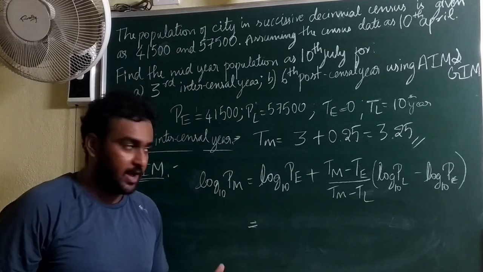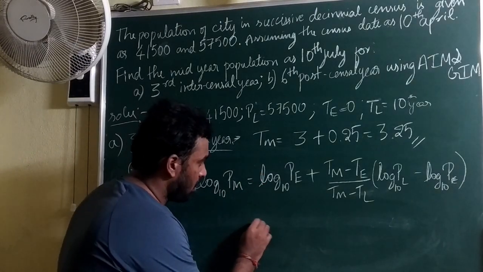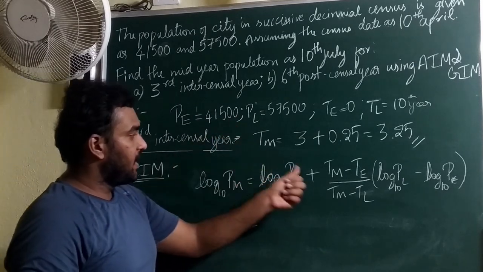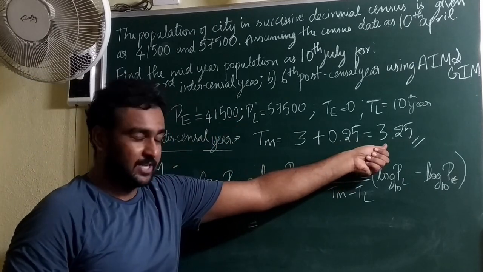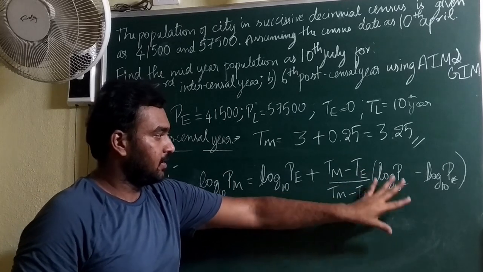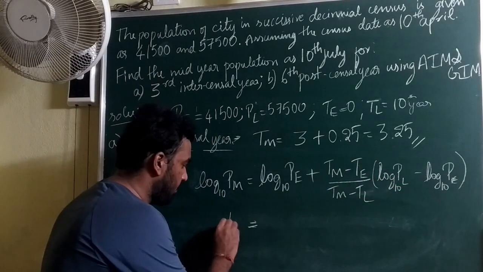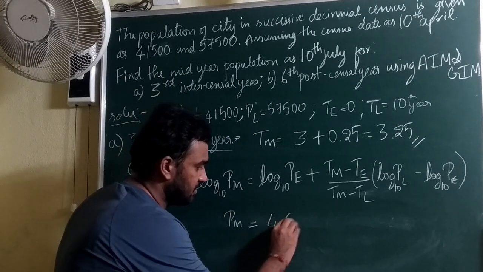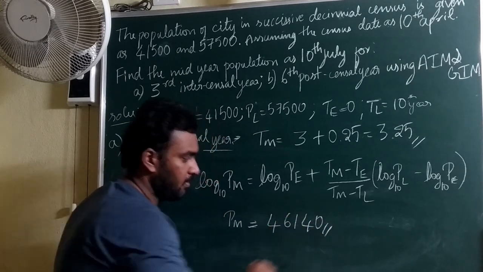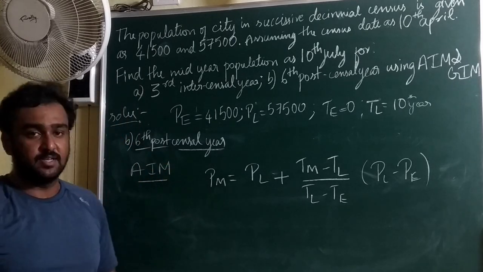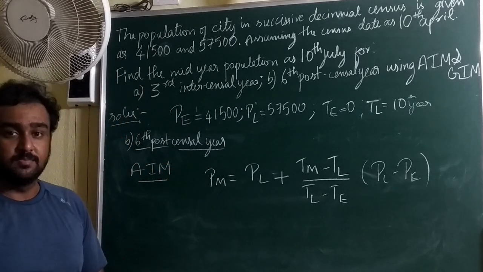Now let us estimate the third intercensal year population using the geometrical increase method. This is the formula which we have. Let us substitute. After substituting, P will be 41,500 and TM will remain the same, that is 3.25 itself, and other things also remain the same. After substituting these things, we will get PM as 46,140.